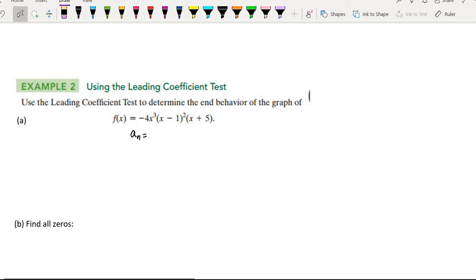The leading coefficient a_n is negative 4, so we make sure this is less than 0. And for n, the degree of the polynomial, because we have multiplication right here, we're just going to add all the exponents. If you don't follow, here we have a 3, and then 2, and even though we cannot see it, there's actually a 1 right there, which gives us 6. So our n in this case is even.